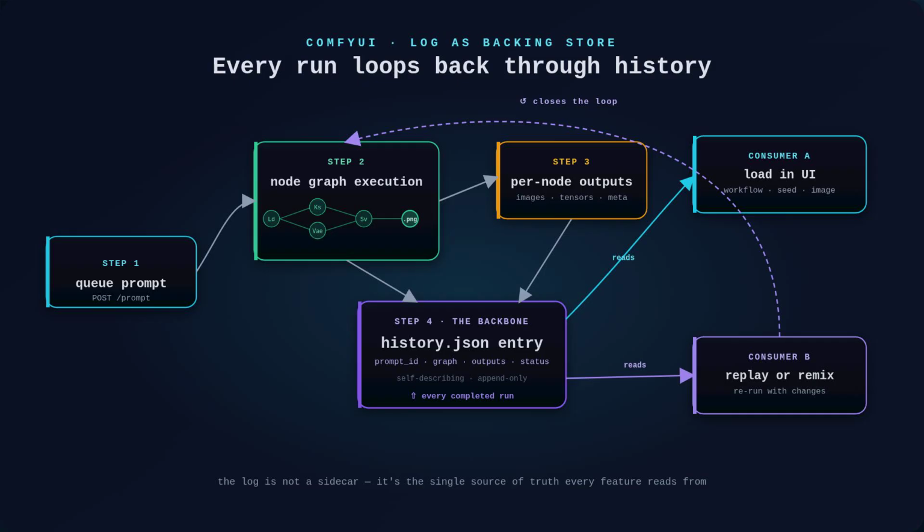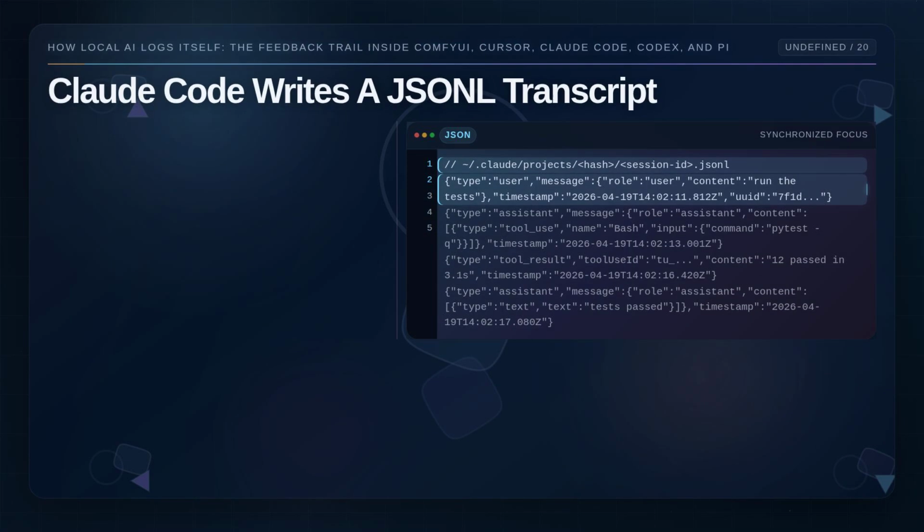Notice how the replay arrow loops back into the execution step. That is the shape you want in any local agent. The system produces a structured record of what it did, and that same record is what lets the next run build on the work instead of starting from scratch. When logs feed back into execution, your tool becomes iterative by default. When they do not, every run lives in isolation, and the user has to remember everything.